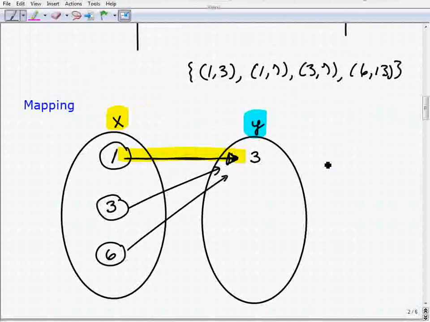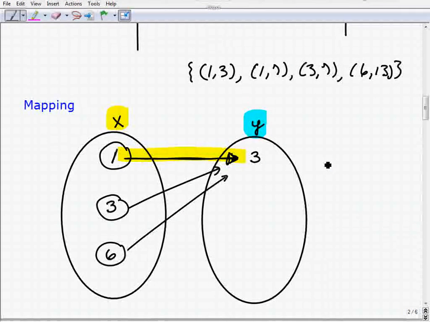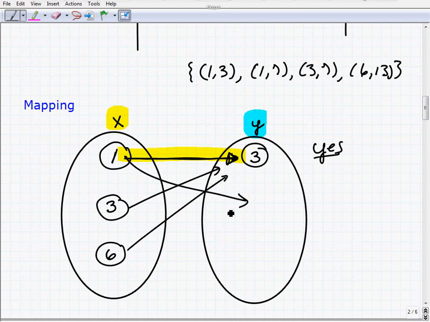There are a number of different ways you're going to see functions defined, but based upon what I told you, is this a function? It is, because every x is pointing to one y. 3 is pointing to 3. It's not pointing to two different y's, and 6 is pointing to 3 also. So yes, this is a function. It's okay that the x values point to the same y value. They just can't be branching off this way.